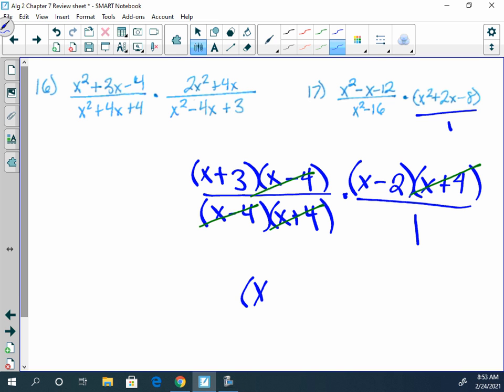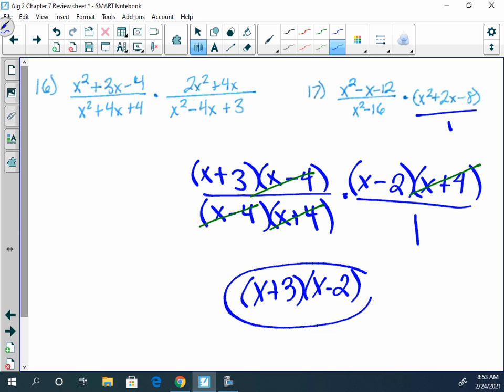Which will leave us with x plus 3 times x minus 2 in the numerator. And, well, the only thing left in the denominator is 1. So we don't have to write it that way. We don't have to write it over 1. We can just write it as x plus 3 times x minus 2. That's all we have to write this as.